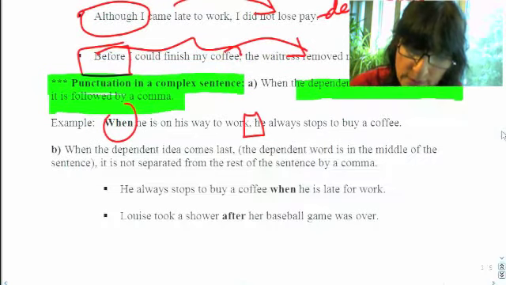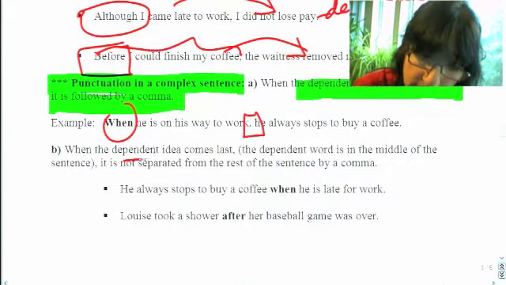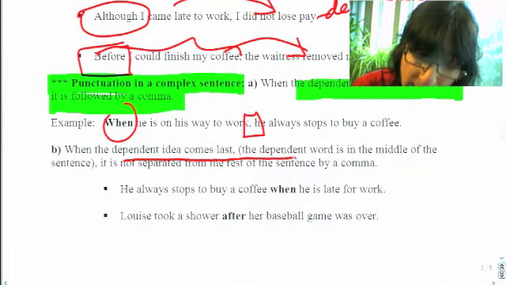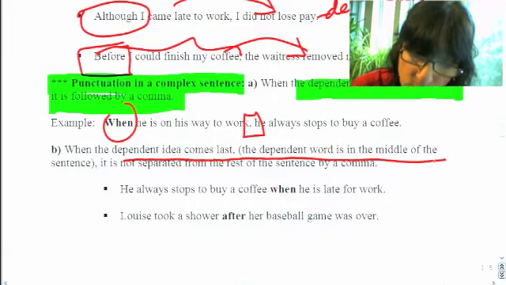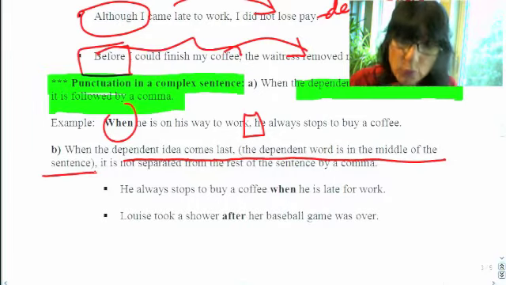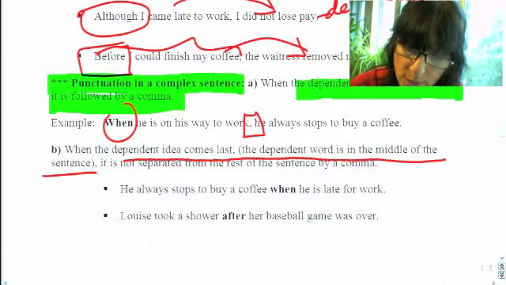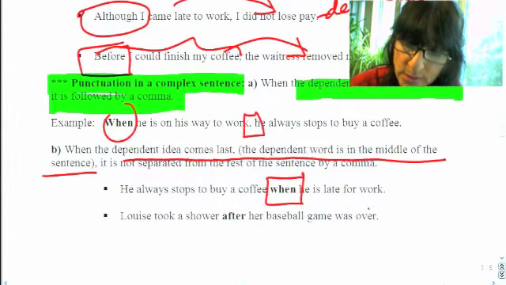However, take a look at this rule. When the dependent idea comes last, that means the dependent word is in the middle of the sentence. You do not use any punctuation. You're not going to put a comma before the dependent word. In this example, he always stops to buy a coffee when he is late for work. There's your dependent word in the middle of the sentence. When he's late for work, no comma.